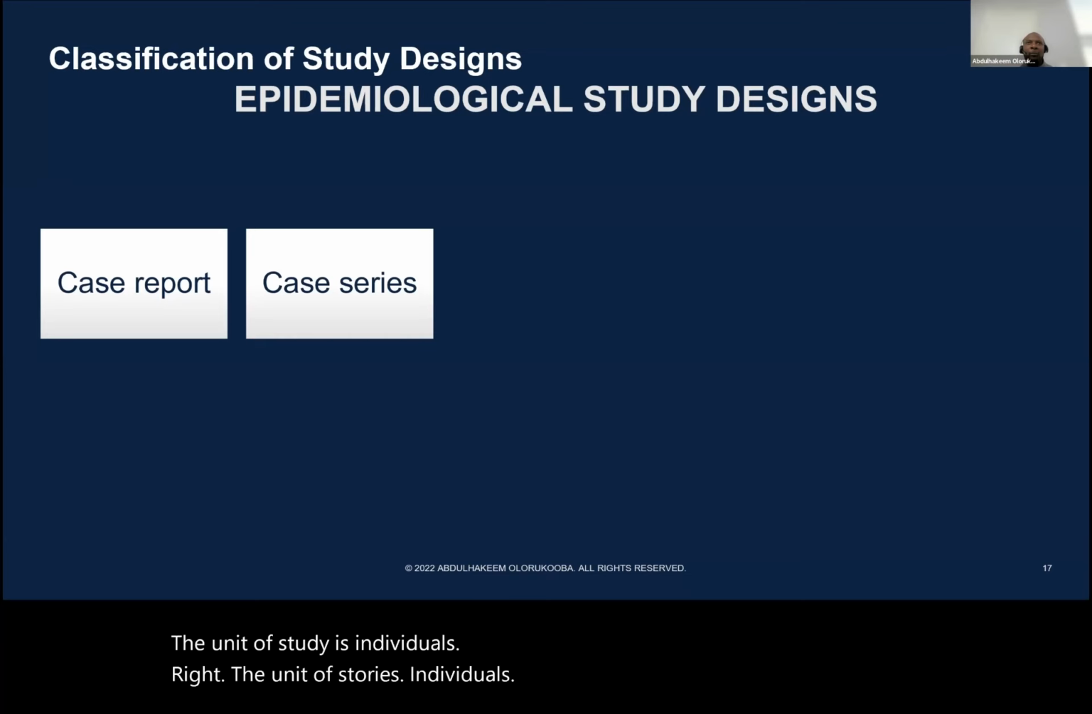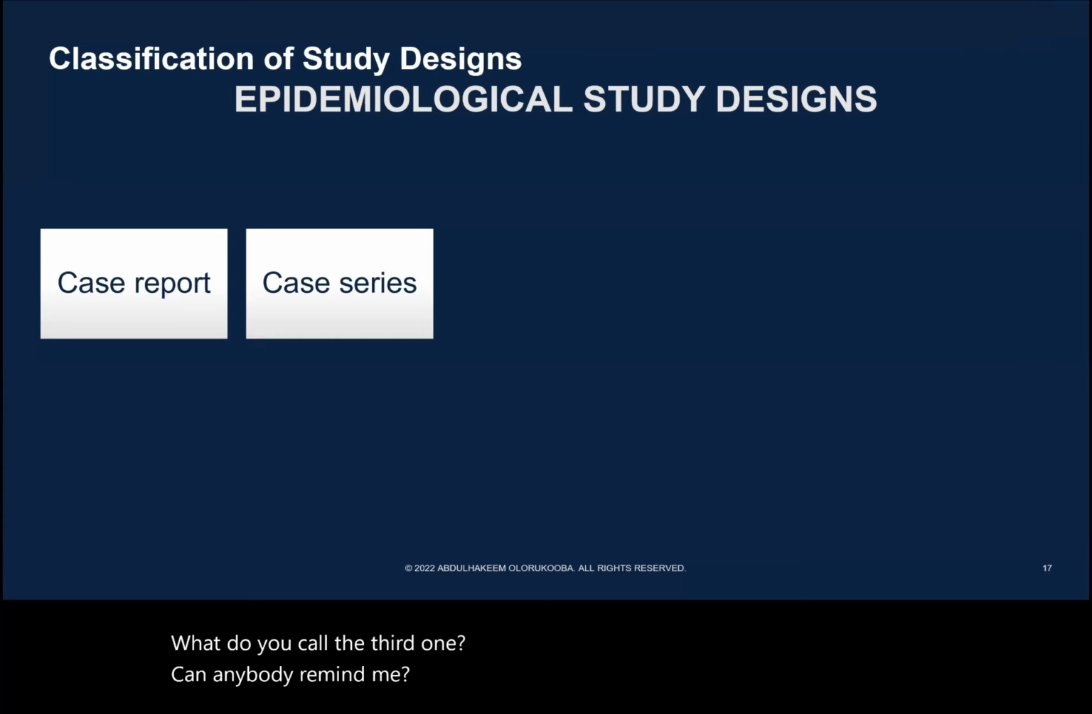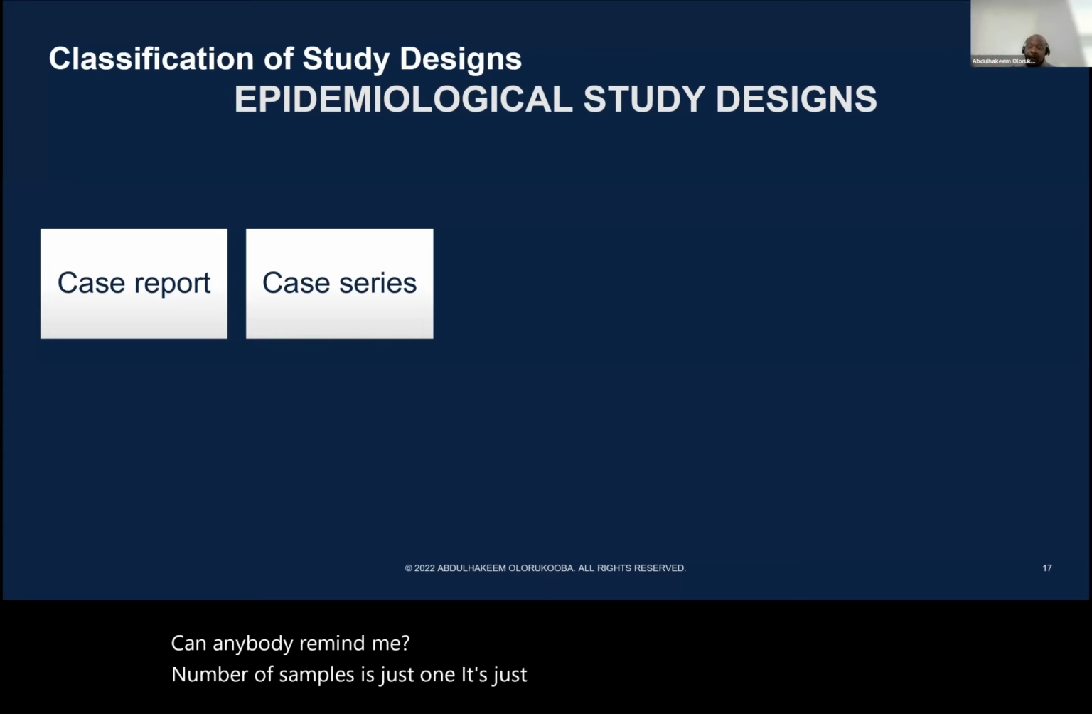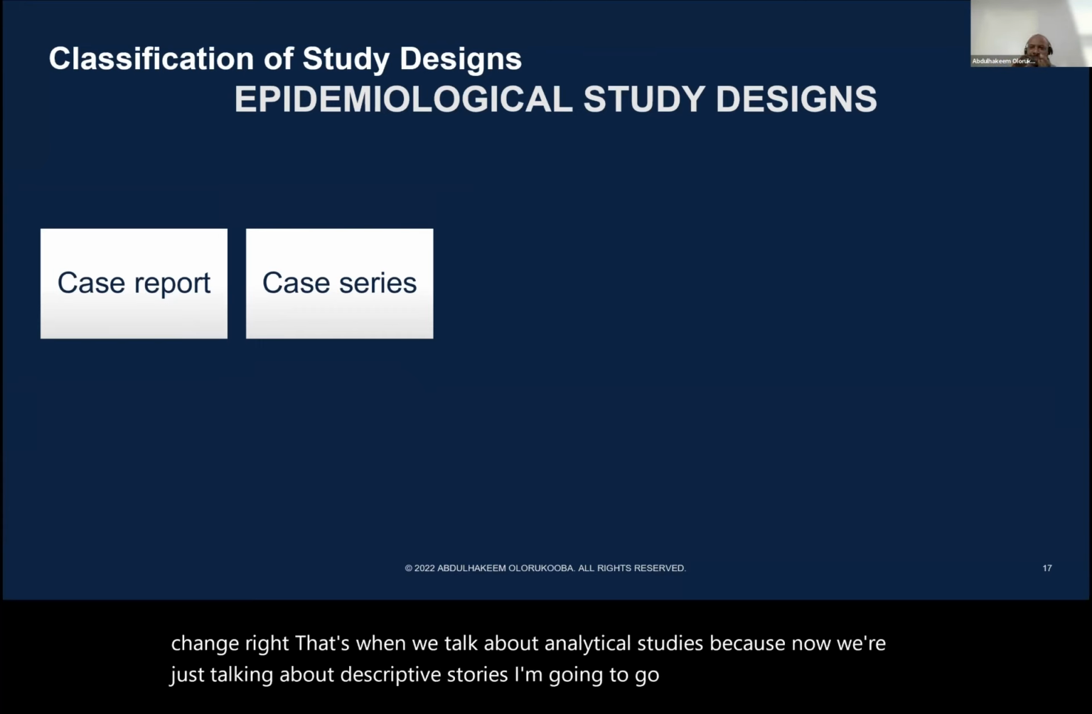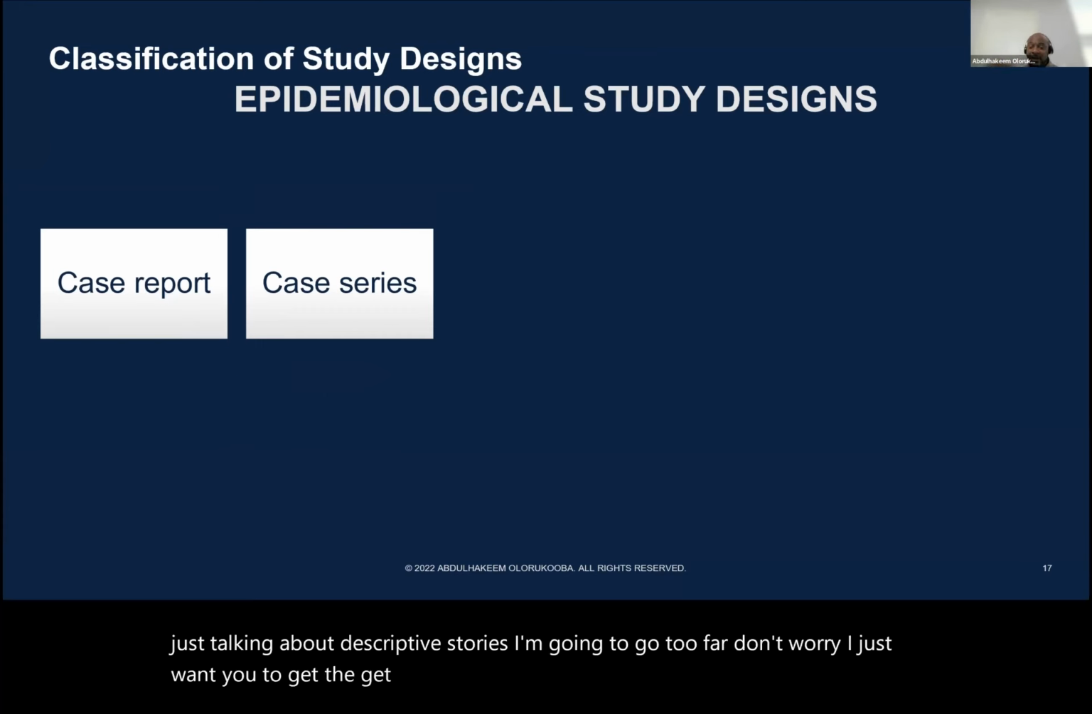What's the other one? Sample. What do we call the third one? Can anybody remind me? Number of samples. Number of samples is just one, because it's just an individual. We're not taking groups of samples. You see when this number of samples will change when we talk about analytical studies, because now we're just talking about descriptive studies. I'm going to go a little further, don't worry. I just want you to get into the groove. That's why I said it's going to be repetitive.